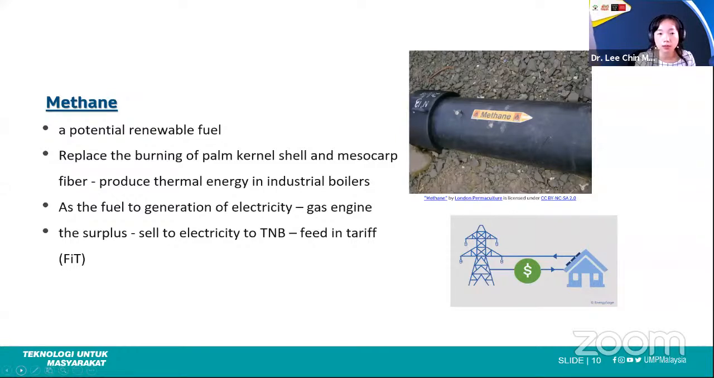So in terms of the palm oil mill, we can replace the burning of palm kernel shell and mesocarp fiber to produce thermal energy in the industrial boiler. And the palm oil mill can sell the palm kernel shell and the mesocarp fiber to generate income. Or they could use the methane as the fuel to generate electricity by the gas engine, and this will reduce their electricity bill. If the palm oil mill has generated a surplus of electricity, they can actually sell the electricity to the national grid, to TNB, and there's a program called the feed-in tariff, which enables us to sell the electricity or the renewable energy to the national grid.